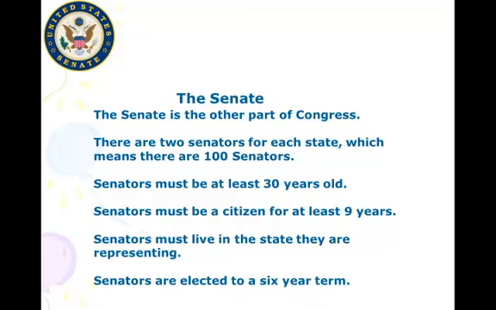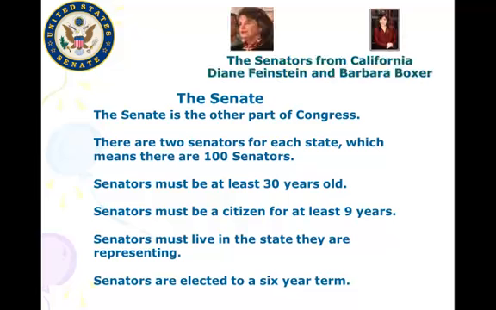Senators are elected to a 6-year term. The one exception was the very first election, where senators were elected for a 2-year term, a 4-year term, or a 6-year term. That assured that 1/3 of the Senate comes up for re-election every 2 years. Currently, California senators are Dianne Feinstein and Barbara Boxer.